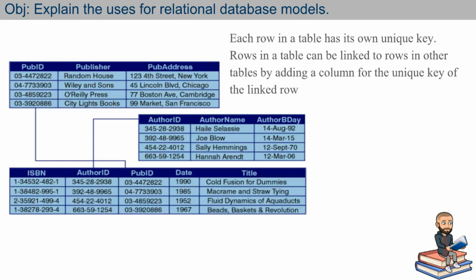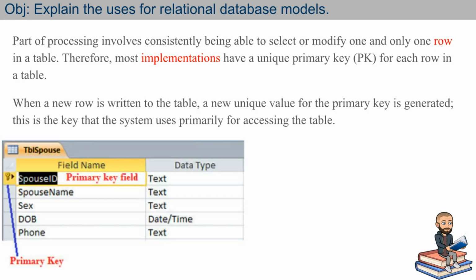It says each row in a table has its own unique key. Rows in a table can be linked to rows in other tables, and you do this by adding a column for the unique key of a linked row. It is helpful for you to know that part of processing in terms of the computer involves consistently being able to select or modify one and only one row in a table. Therefore, most implementations have a unique primary key. And a nice visual for you right here, there's a little key picture showing you the start of this row.